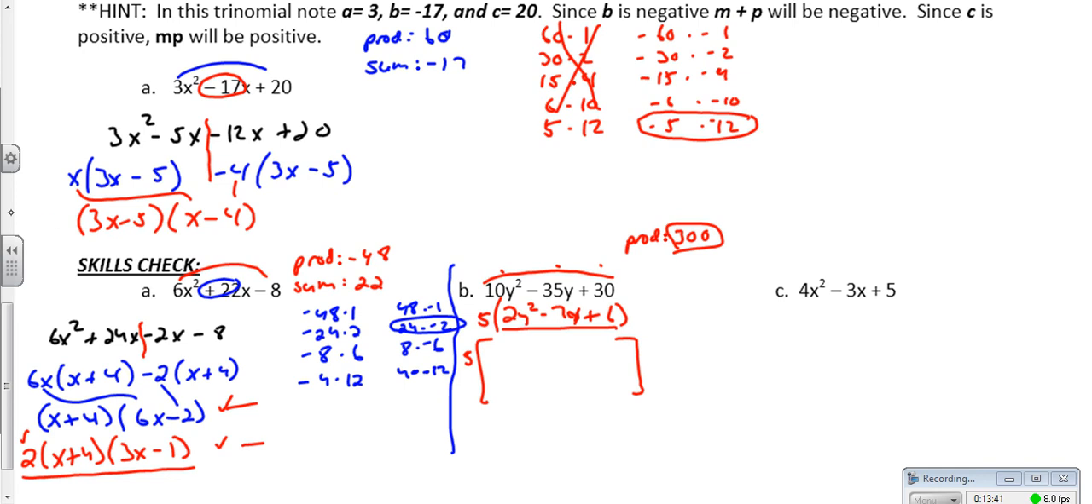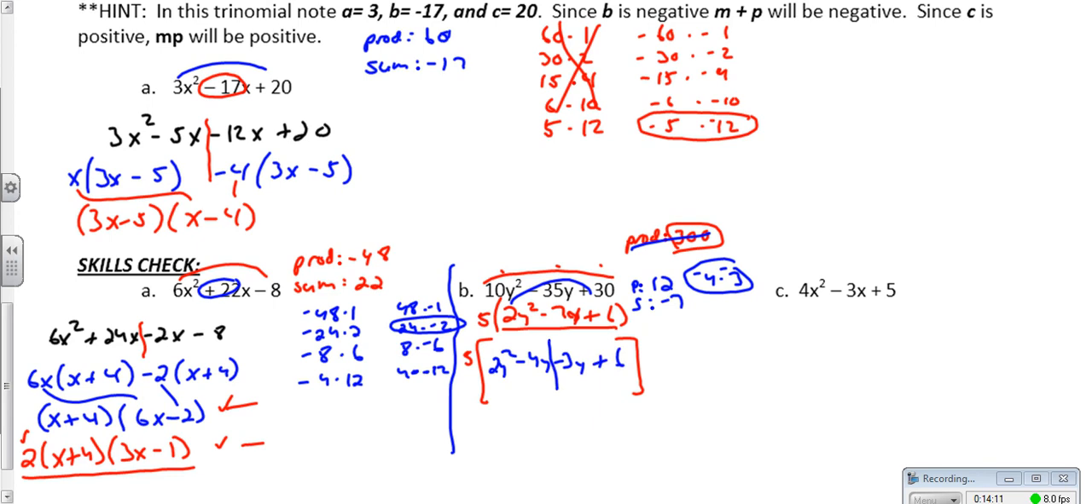Now I would say, okay, I'm going to take 2 times 6 and I get 12. I want a product of 12 and I want a sum of negative 7. Now off the bat, product of 12 is 4 times 3. If I make them both negative, I still get 12, and that gives me negative 7. So I'm going to do this really quickly, like I said. I'm going to get 2y squared minus 4y minus 3y plus 6.